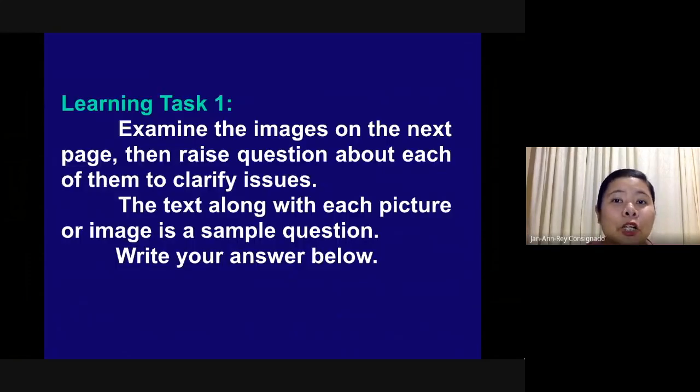Now, learning task 1. Examine the images on the next page. Then raise questions about each of them to clarify issues. The text along with each picture or image is a sample question. Write your answer below. I'll repeat, learning task 1. Examine the images on the next page, then raise questions about each of them to clarify issues. Write your answer below.